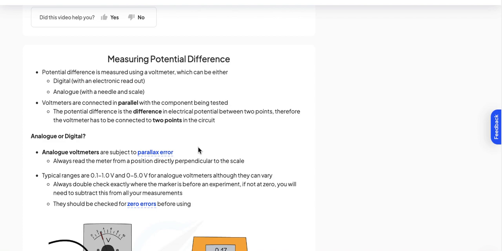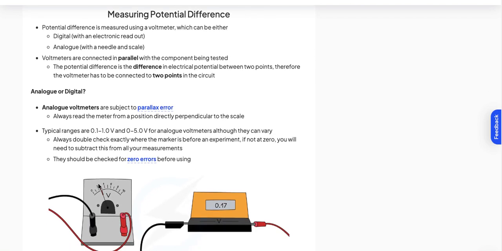So we have two types of voltmeter, like we said. We have a digital voltmeter, which has an electronic readout. When you connect a digital voltmeter, it gives you the value straight away, maybe 2 volts, 3 volts, 1.5 volts. You don't have to read the values like this, because this one you have to read. You have to work it out, okay, this is 2.8 volts.